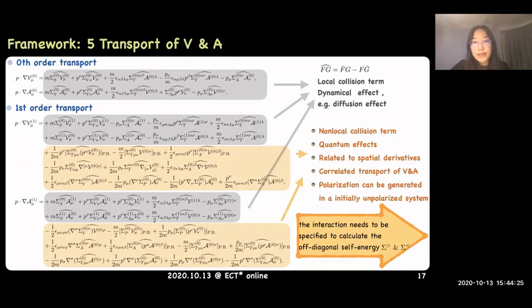involved with the non-local effect, because they come from the gradient expansion and have spatial derivatives, and they are quantum effects and related to the correlated transport of the vector charge and the axial vector charge. And with those terms, the polarization can be generated in an initially unpolarized system.